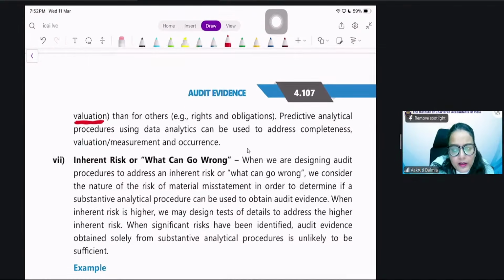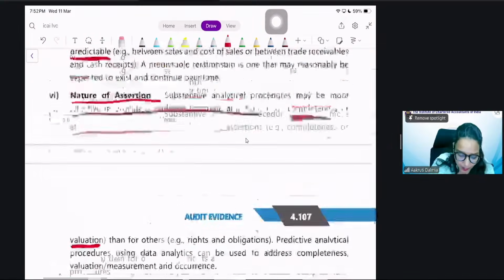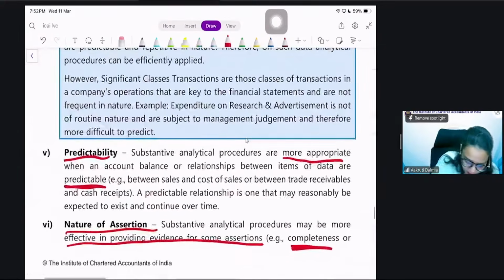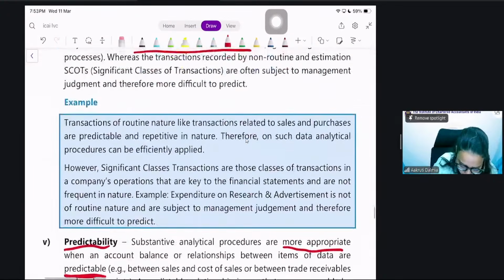What is the question Aditi has asked? Ma'am, please explain the meaning of significant class of transaction and risk. So significant class of transactions means SCOT. Where is it? Yeah.